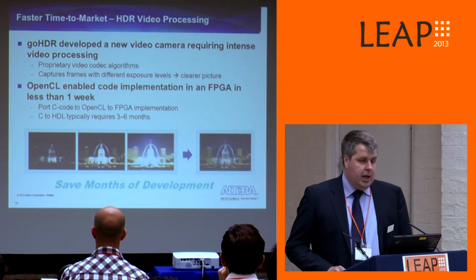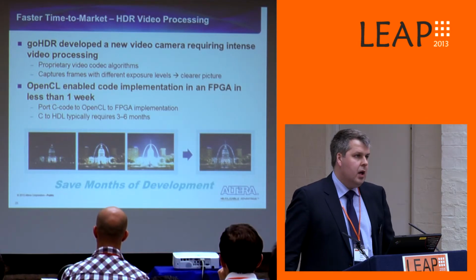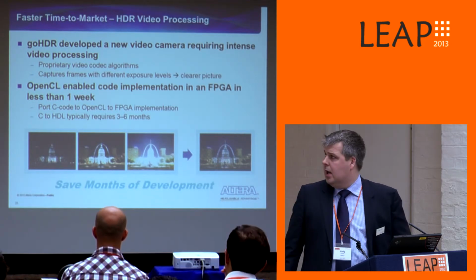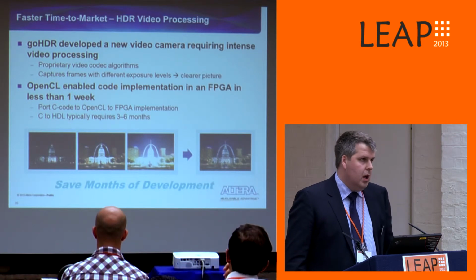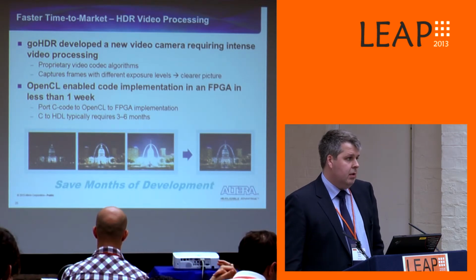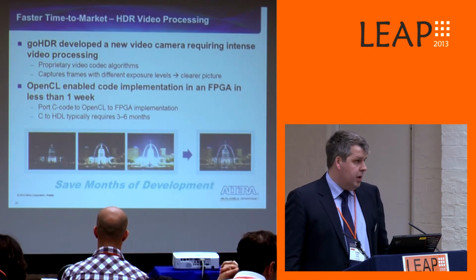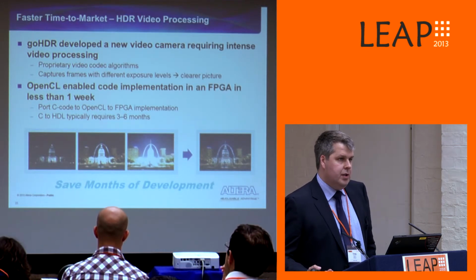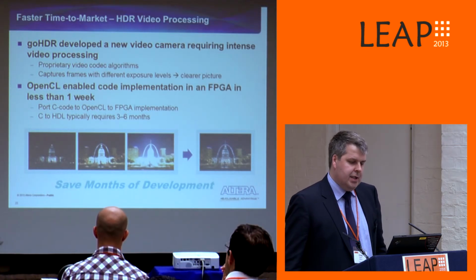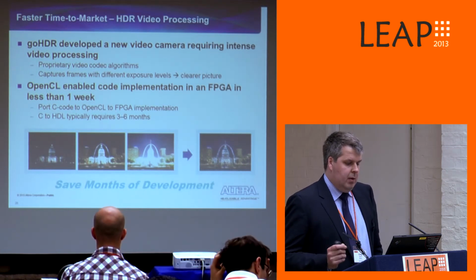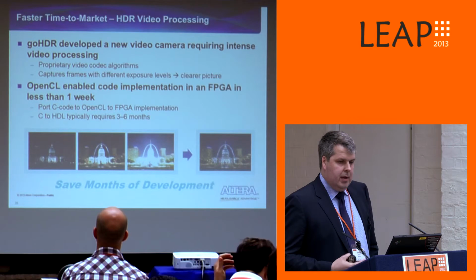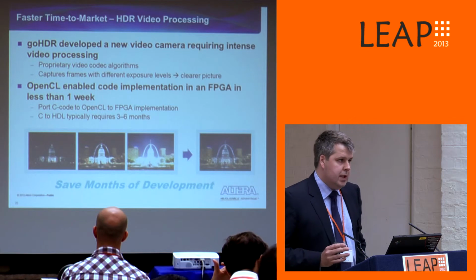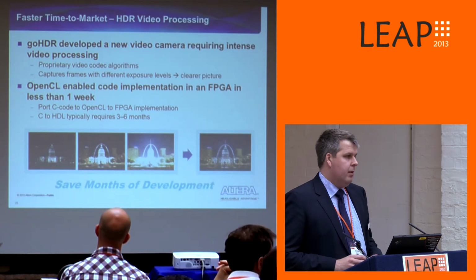Now, we've got another example here. This was developed by a spin-out company from the University of Warwick called Go HDR. We took their code and ported it to OpenCL. It was implemented in both a GPU and an FPGA, and you'd think this would be an instant win, hands down, for a GPU. It's a video application doing HDR. We took their code, they went to our Toronto Technology Center, and started porting it to OpenCL. The first day, nothing worked.